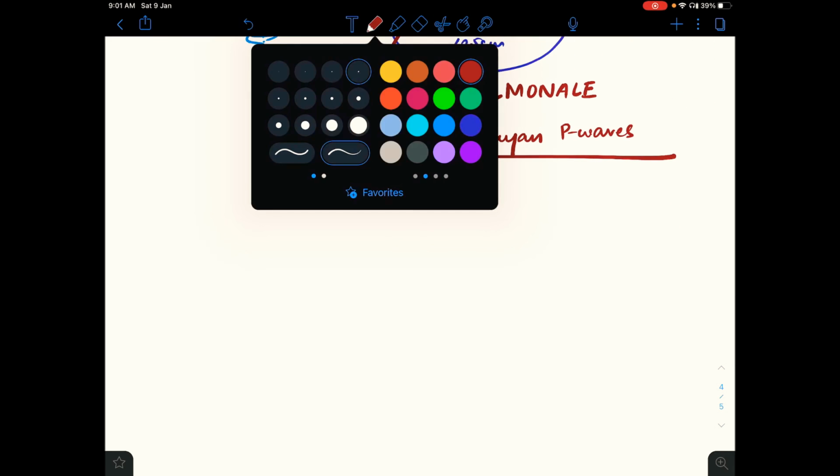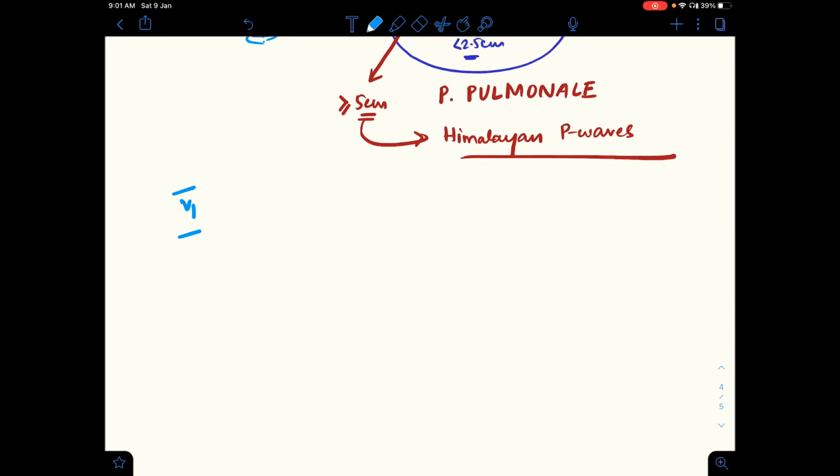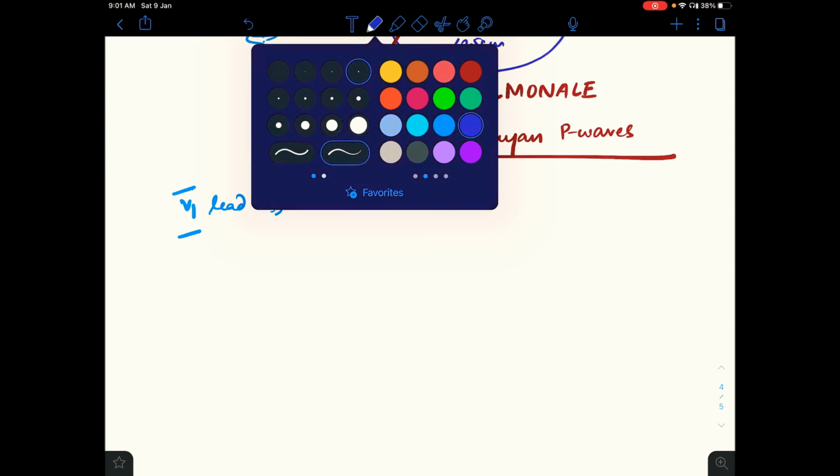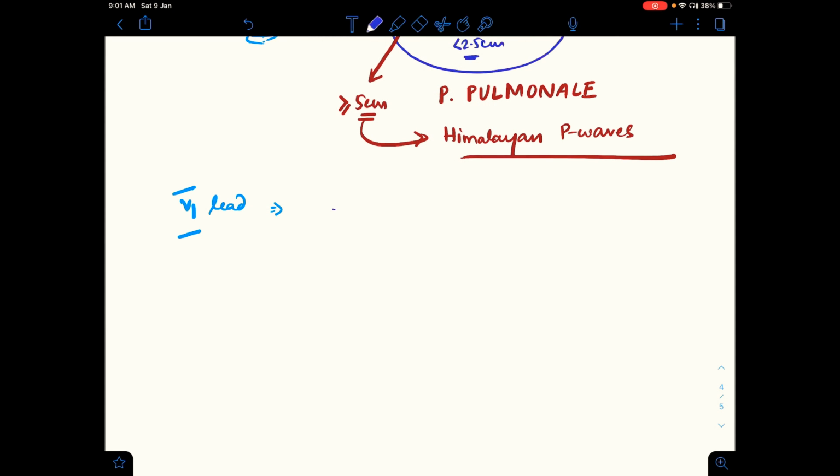Now what will we see in the V1 lead? In V1 lead, we know that normally it is biphasic. It has a positive component of right atrium and a negative component of left atrium. In right atrial enlargement, we will see the positive component increased, whereas the negative component will be the same as before, less than 2.5 centimeter. This will be more than 2.5 centimeter.